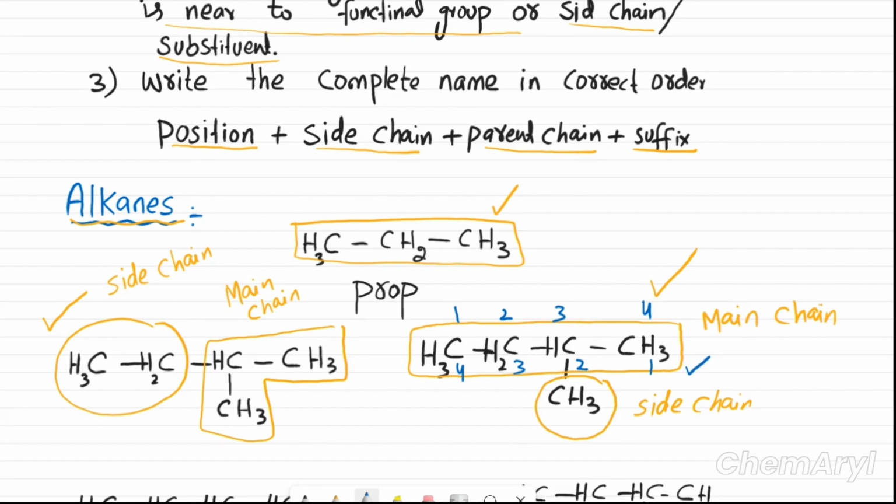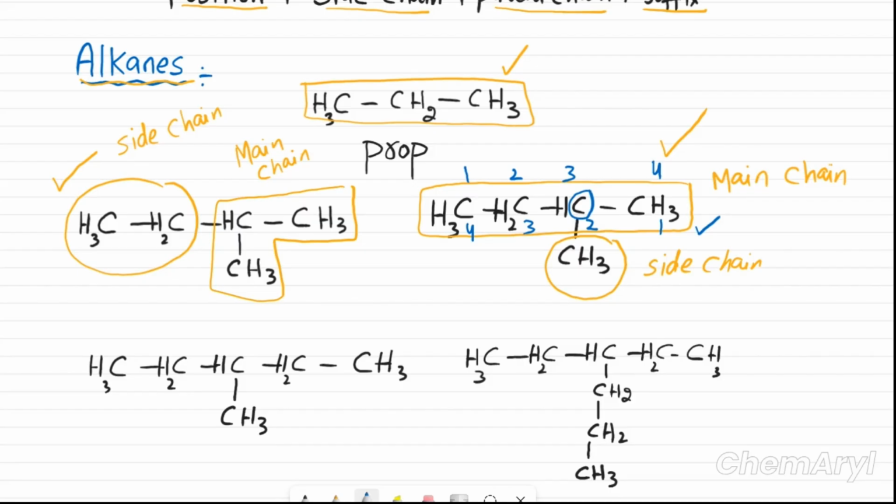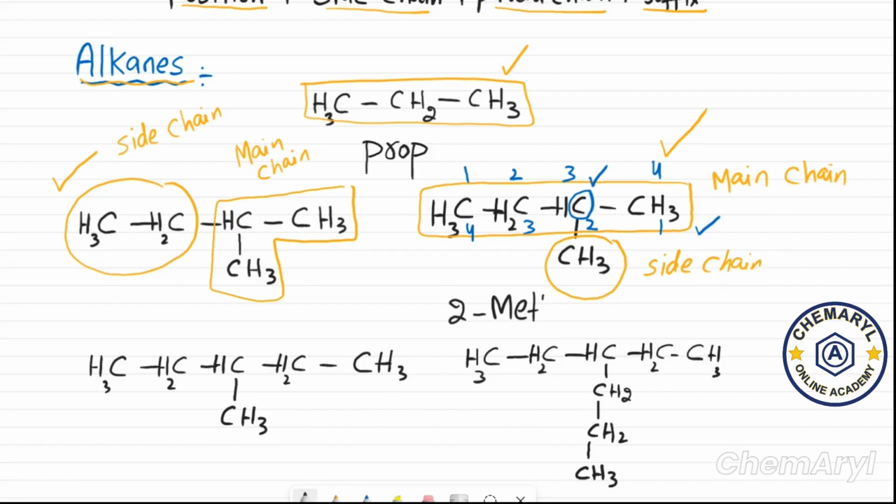So here you can see that the side chain is present at carbon number 2. In the name, first of all, you have to write the position of the side chain, meaning at which carbon atom the methyl group is present. Here it is present at carbon number 2, so the position of the side chain is 2, and the side chain name is methyl. How many carbons are present in the main chain, dear student? 4. So the prefix used is but. The family name is alkane, so the suffix used is ane. So this is the correct name of this given compound.